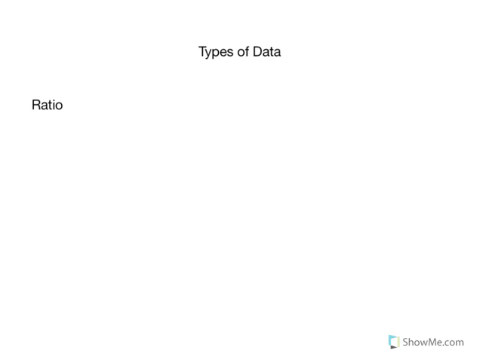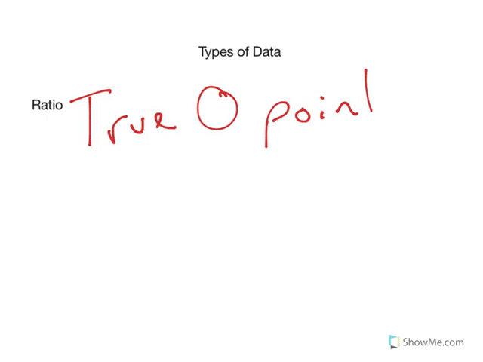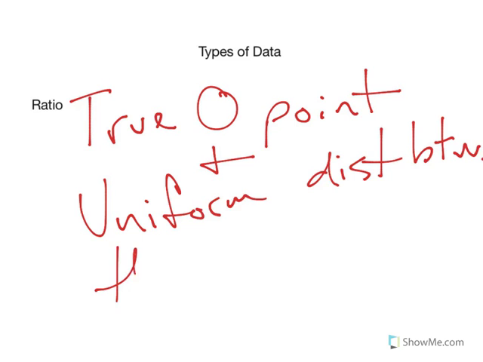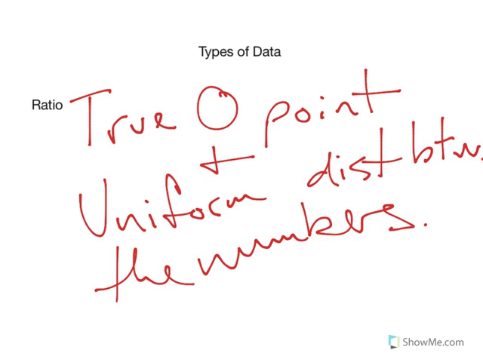The final type of data is arguably the best data, called ratio data. In ratio data, there is a true 0 and there's uniform distance between the numbers. Okay? So there's a true 0 point, uniform distance between the numbers. The biggest example of this is degrees Kelvin. In degrees Kelvin, there's an absolute zero that you can't get below.